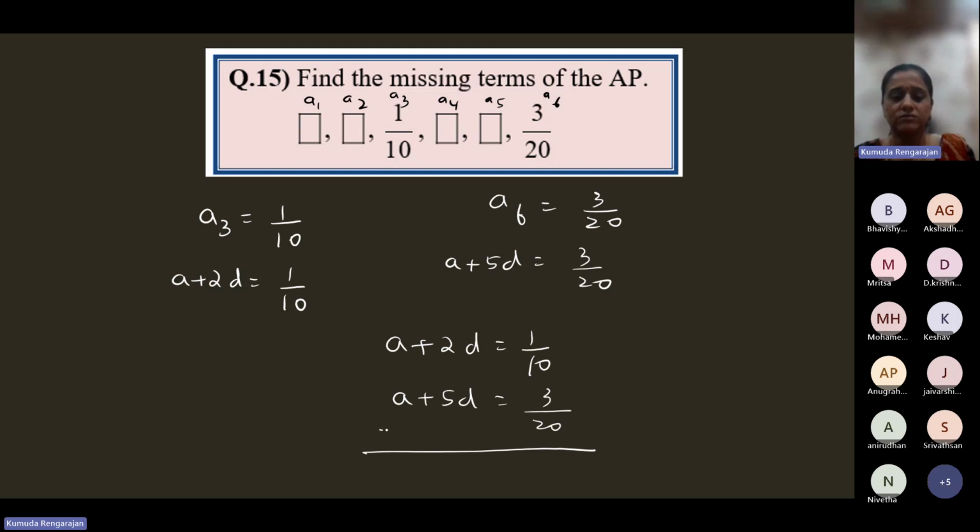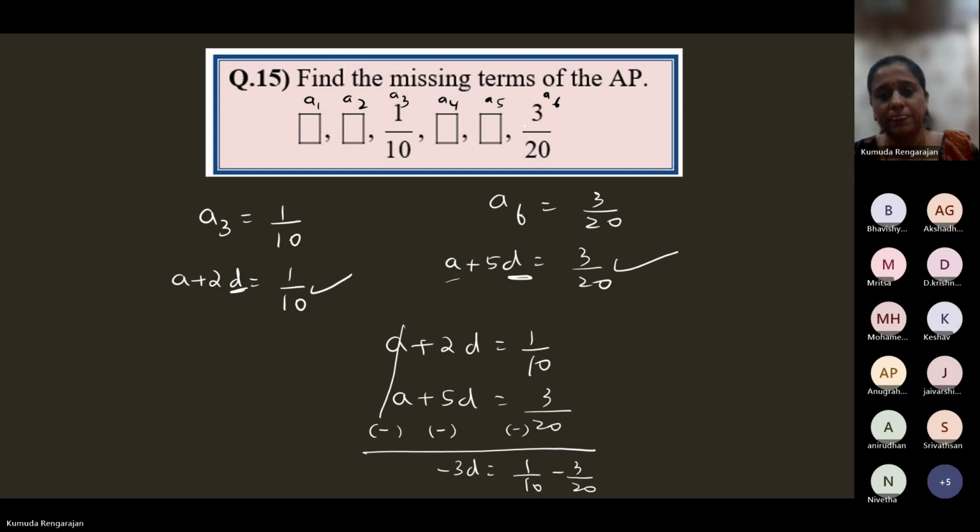Okay, change the signs. Change the signs. A and minus A gets cancelled. So now solve this and find the value of d. Minus 5d plus 2d, minus 3d, is equal to 1 by 10 minus 3 by 20. So work this and find the value of d. Once you get the value of d, substitute in one of these two equations. Put d value here or put d value here and find the value of a. Once you find a and d, you can find the missing terms of the AP.